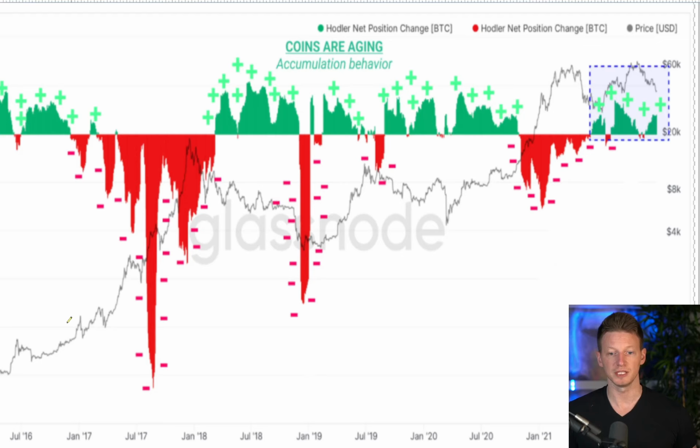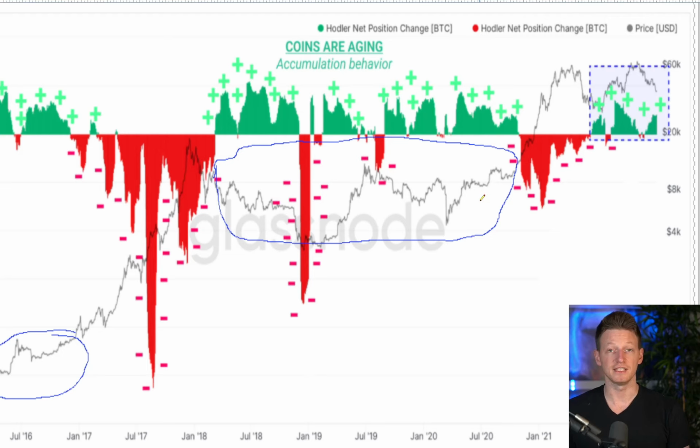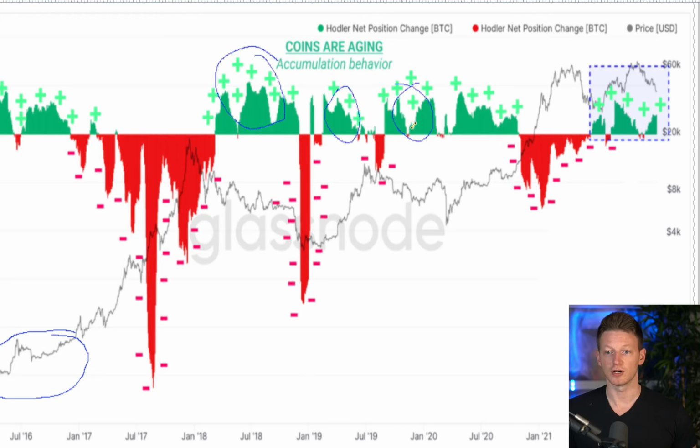So where has our accumulation occurred? It happens over here, in 2016 and early 2017. It happened all through 2018, most of 2019, and the early and mid stages of 2020. You have these large green areas where Bitcoin is being accumulated. Okay. Now, sure, in 2019, you did have a fairly large price run in the middle of 2019. But for the most part, 2018, 2019, and most of 2020 were accumulation phases.